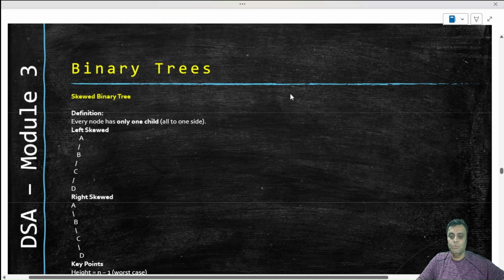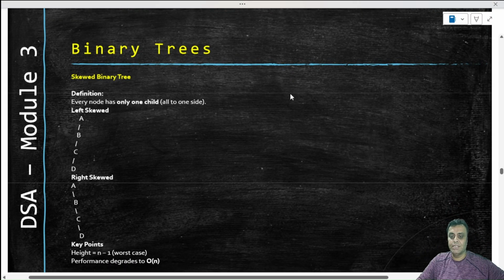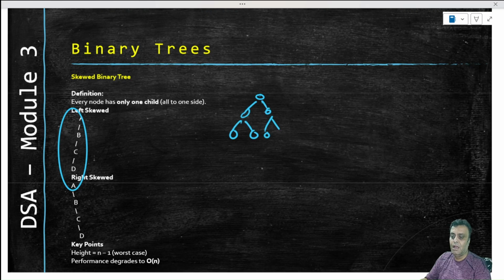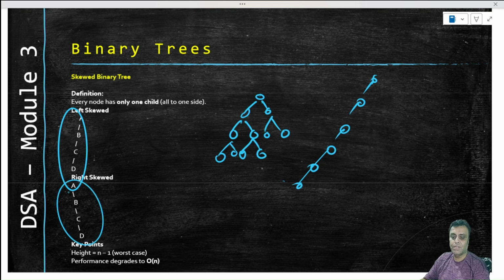How about a skewed binary tree? The skewed binary tree says that every node has only one child, right? So it gets skewed to one side. You don't get a proper balanced, or for lack of better words, a good looking kind of tree. You get something like this, right? So these are the nodes. This is called a left skewed binary tree. And similarly, if it skews on the right side, then you get a right skewed binary tree.